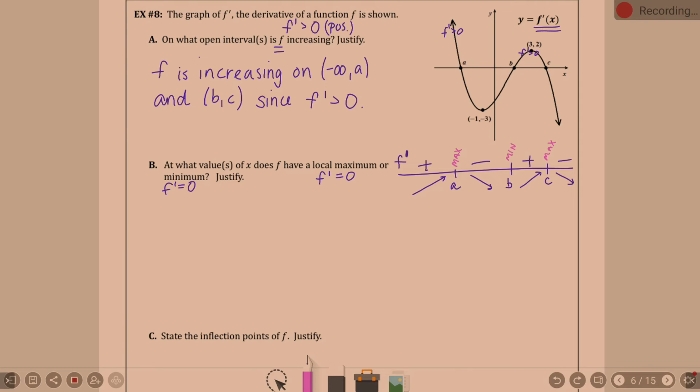So I'm going to, let's see, it does say justify. So f has a local max at x equals a and x equals c because the derivative changes from positive to negative. And there's a local min at x equals b because the derivative changes from negative to positive. That is my information to write down.